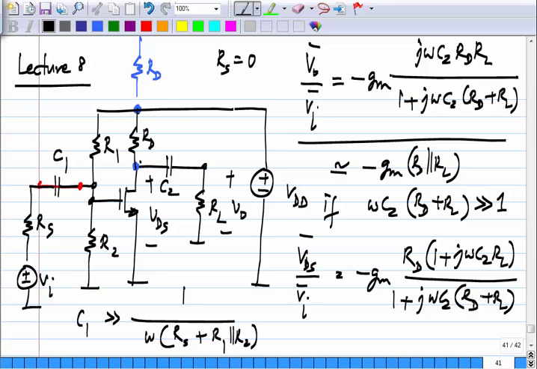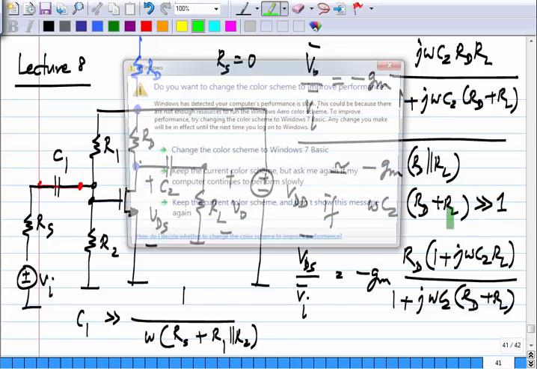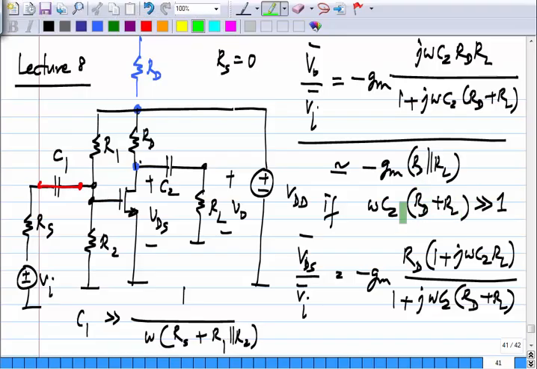Now the reason for writing this out separately is the following. Okay. Let's imagine a case when RD is very large and RL is small. Okay. So in that case, you could satisfy this condition: omega C2 times RD plus RL is much greater than 1, and in fact, because RD is much more than RL, it is only RD that counts in this summation. Okay. So, what is the problem then?